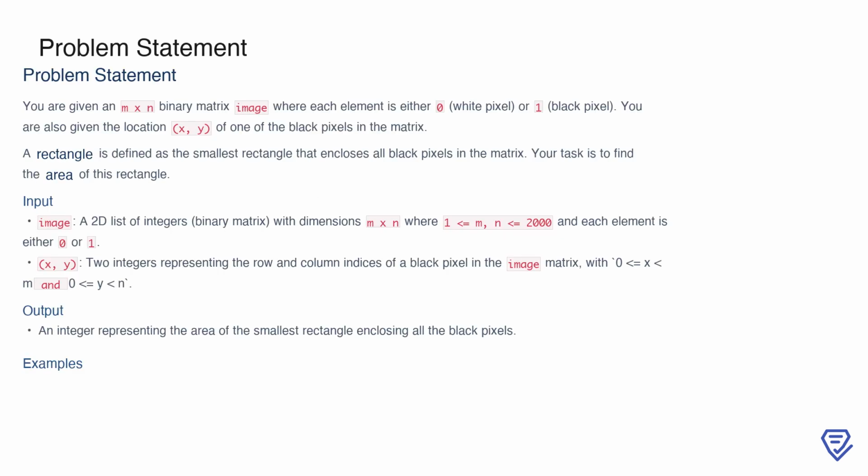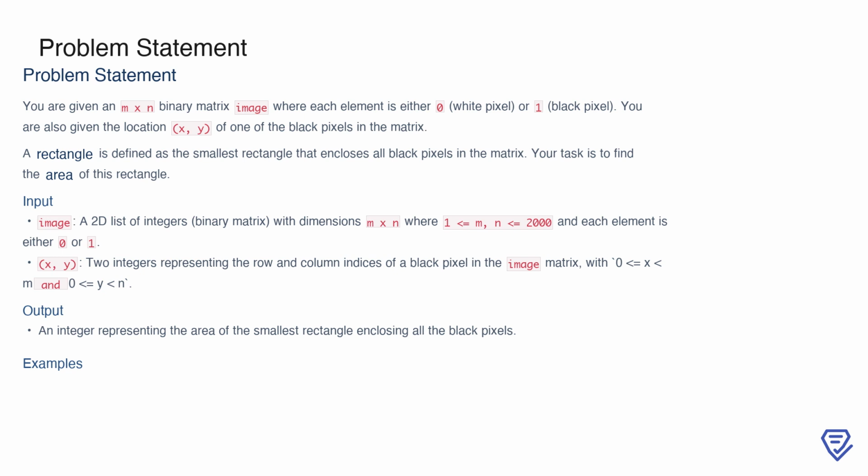In this problem, we are working with a binary matrix called image. Each cell in the matrix contains either a 0, representing a white pixel, or a 1, representing a black pixel. Along with this matrix, we are given the coordinates x, y of one specific black pixel. The goal is to determine the area of the smallest rectangle that completely encloses all black pixels in the matrix.